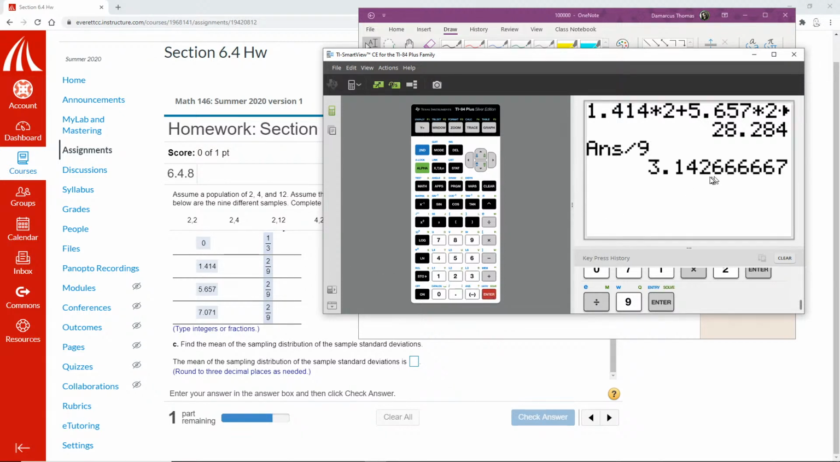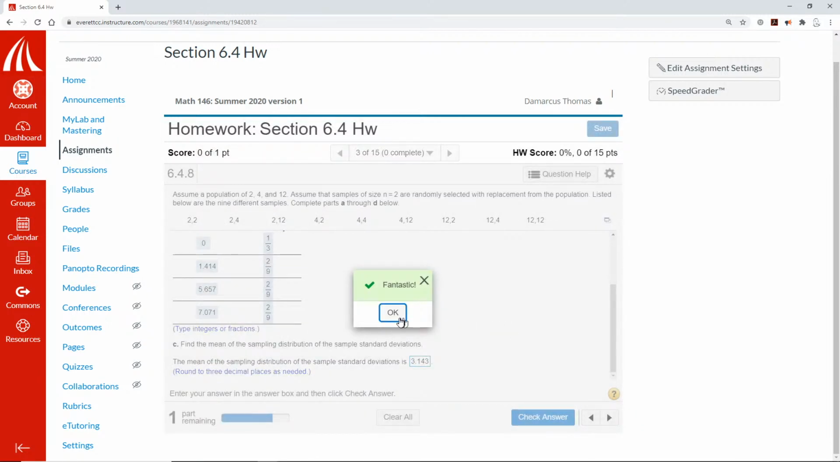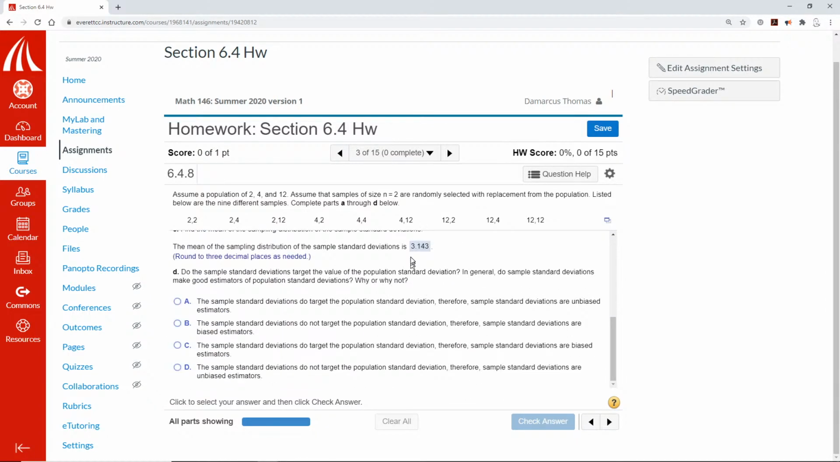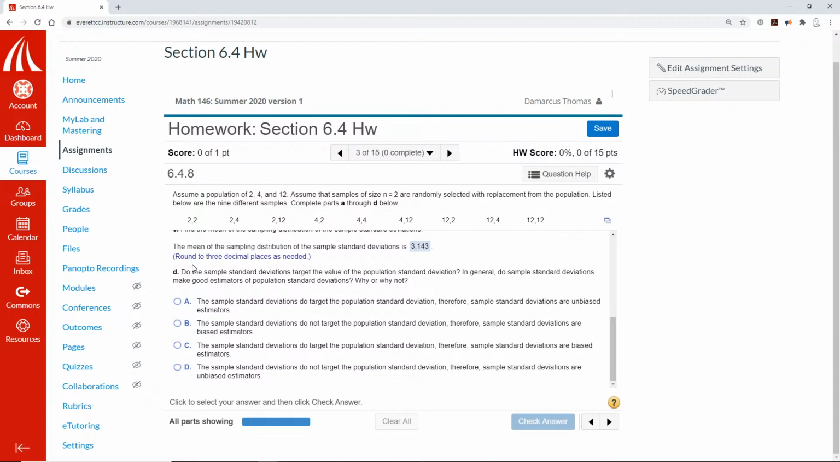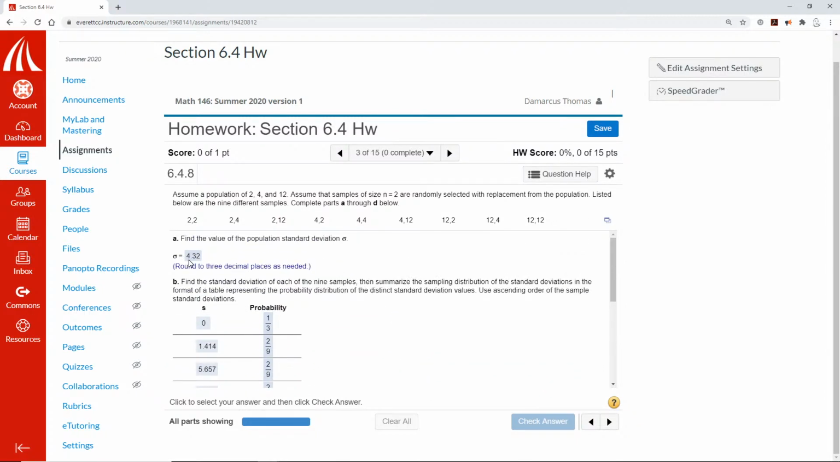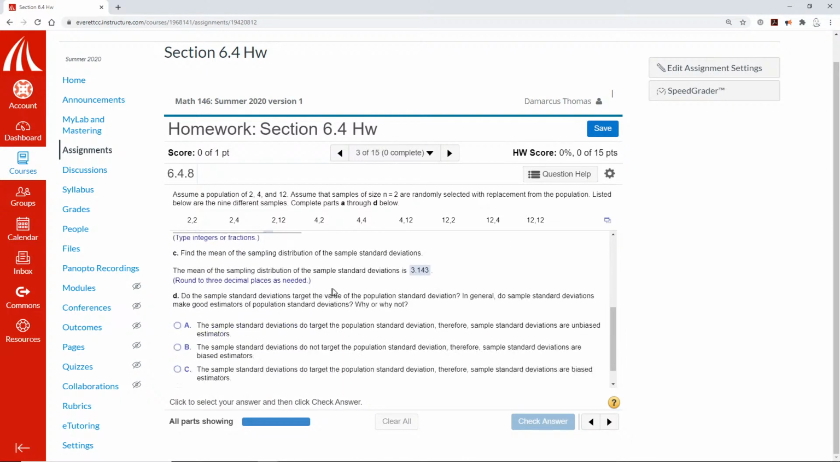And I got 3.14. That looks close to pi. They want us to round it to 3 places, so 3.143. Okay. And now the question is, does it match? Does it target, like, is 3.14 the 4.32? And the truth is it's not targeting that really, because if it was targeting it, it'd be very, very close to it. They are similar, they're kind of in the ballpark, but they're not exactly right.